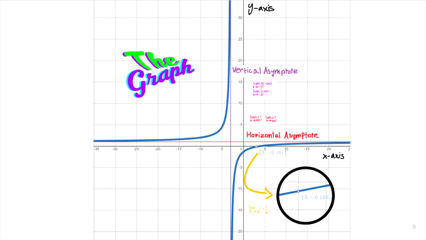This is our graph of r of x. There's a vertical asymptote at x equals negative 3, and a horizontal asymptote at y equals 1. The limits for both our vertical and horizontal asymptotes are undefined because the left and right hand limits don't match. There's also a removable discontinuity at (3, negative 0.1667). The limit for this discontinuity as x approaches 3 is negative 1 over 6. We'll go more in depth about limits in our next section.